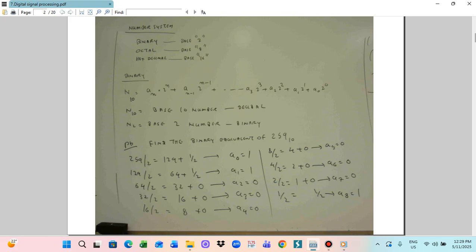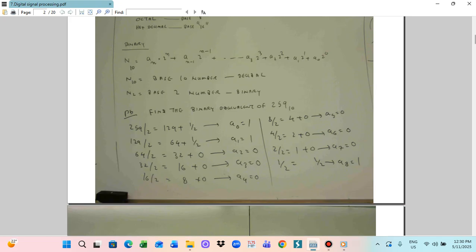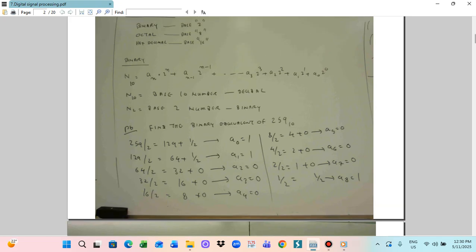So this is for the N. In this case, N is a base 10 number, and also N2 is a base 2 number. So base 2 is represented by the binary system, and base 10 is normally what we use as the decimal system. So this is for the binary system. If you use base 8, then we use the octal system. Base 16 we use the hexadecimal system.